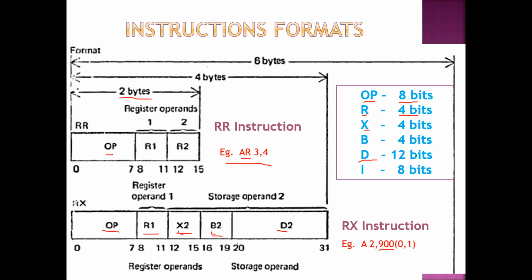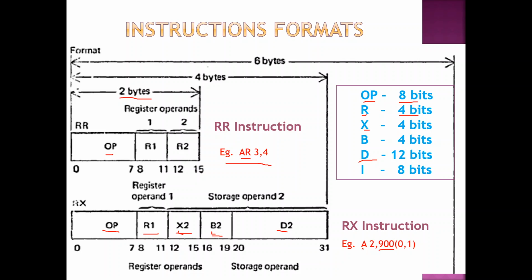I will see one example. Here I'm going to use one RX instruction as an example: A 2, 901 of 0, 1. What is the meaning of it? The contents of 901 of 0, 1 has to be added with the contents of register 2, and the sum has to be stored in register 2 only. That's the meaning, right?